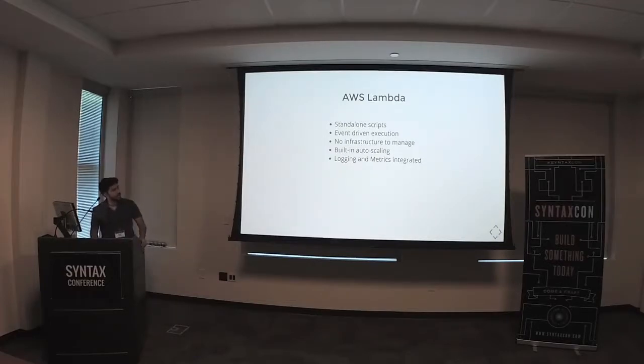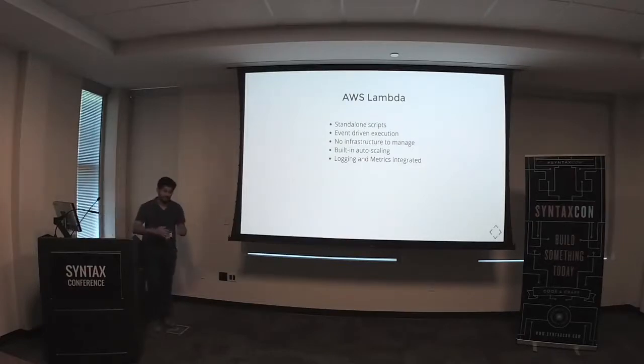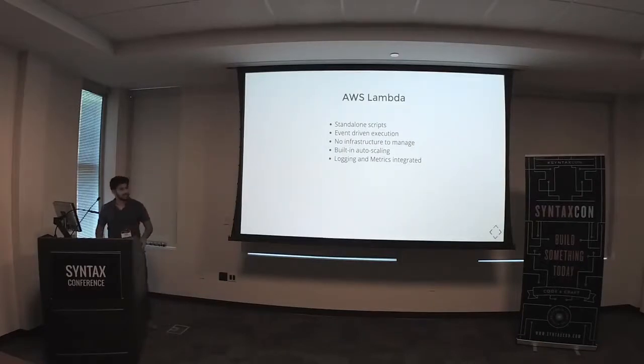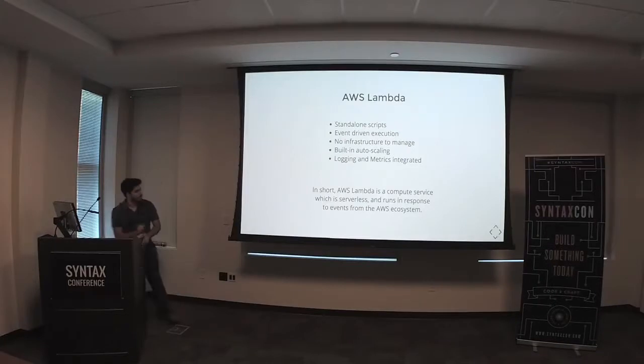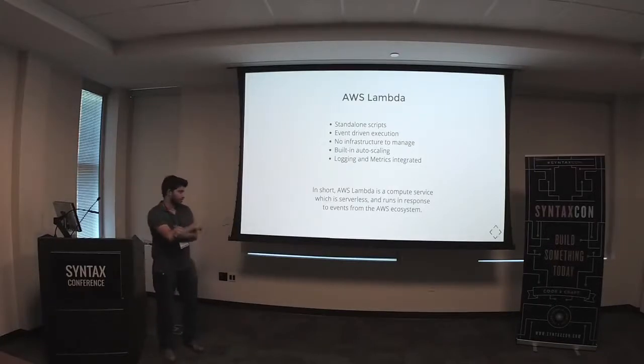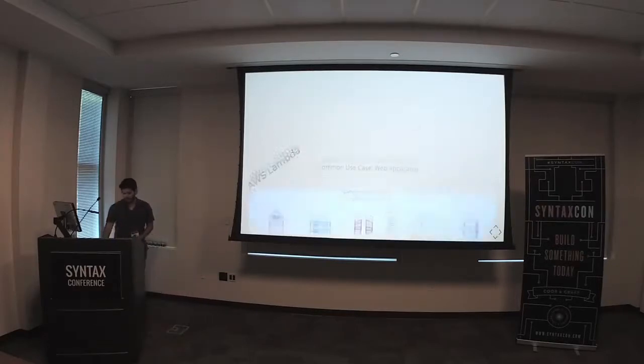Logging and metrics are integrated, which means CloudWatch, so whenever you log stuff from Lambda, it'll go straight to CloudWatch logs, which is AWS's version of logging. You can add metrics around that too to measure error rates, to measure concurrent connections, et cetera, et cetera. So in short, AWS Lambda is a compute service which is serverless and runs in response to events from the AWS ecosystem. It's a quick way to remember it.